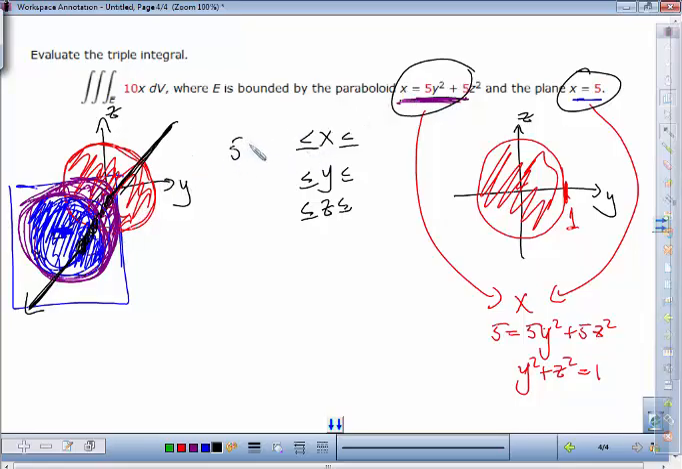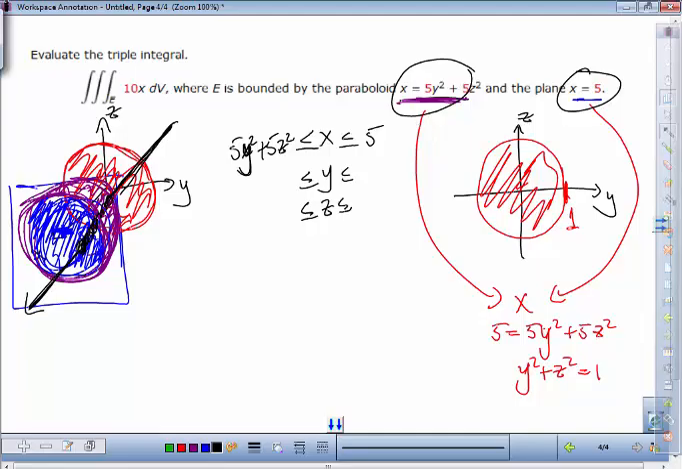So 5y squared plus 5z squared. X is equal to that function or surface when I go into my region. And then x will be inside of the region until I get out, and I get out when x is equal to 5. So those are my limits for the inside. All right?